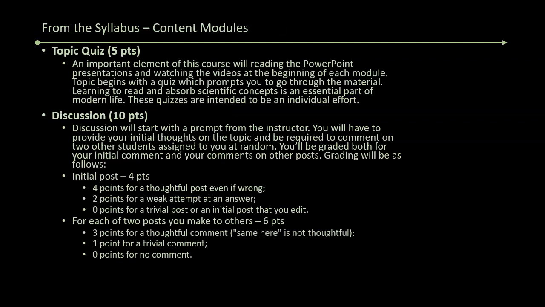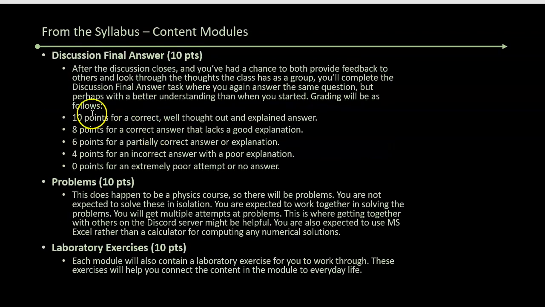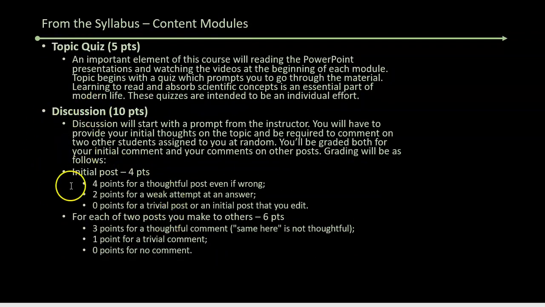From the syllabus, more topic quizzes. They're 5 points each. These are really, did you either watch the video and or read the PowerPoint slides? That's what the topic quiz is. Discussion question. Here's the breakdown on discussion questions. Your initial post is 4 points. And then following up with 2 others is up to 3 points for each follow-up. And you're going to be randomly assigned by Canvas 2 people to follow up with.